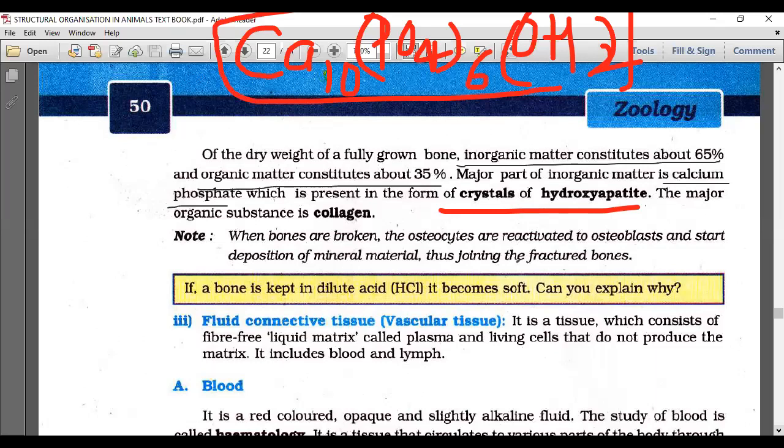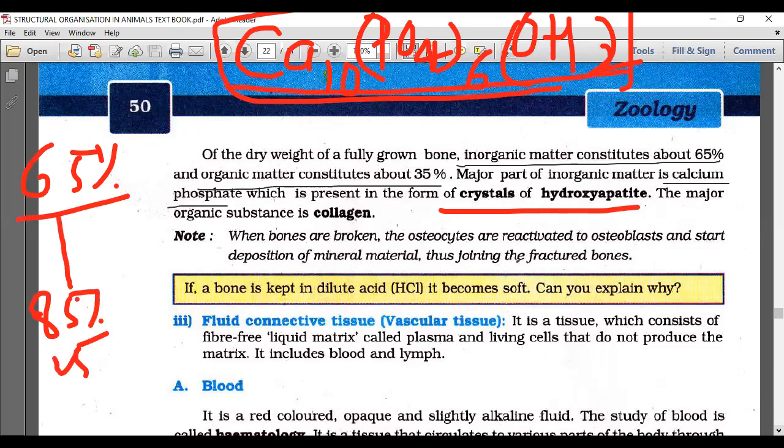Of the bone, 65% is inorganic matter. In this 65% inorganic matter, 85% is calcium phosphate, in the form of calcium hydroxyapatite. The remaining 15% is calcium carbonate and other calcium salts. Then 35% is organic, that is our collagen fibers. The organic substance is collagen fiber.